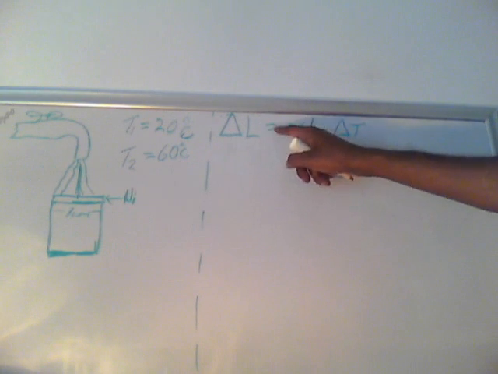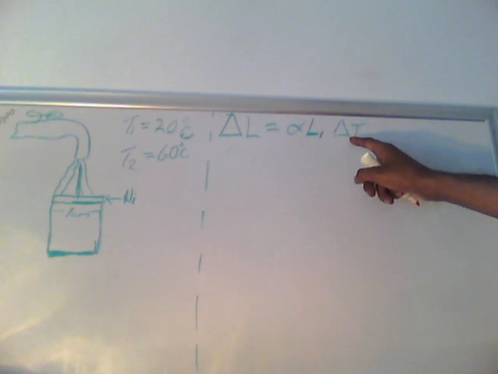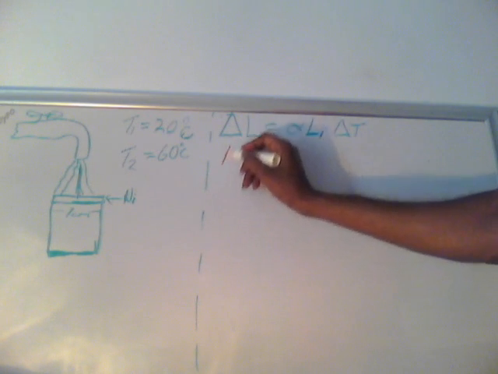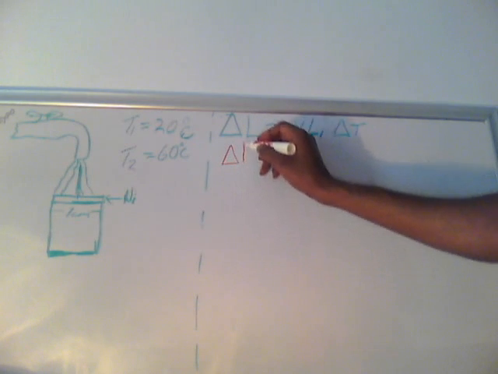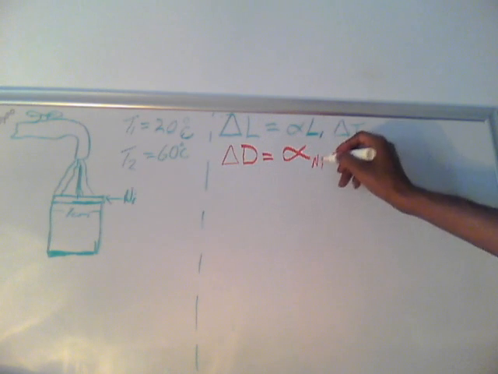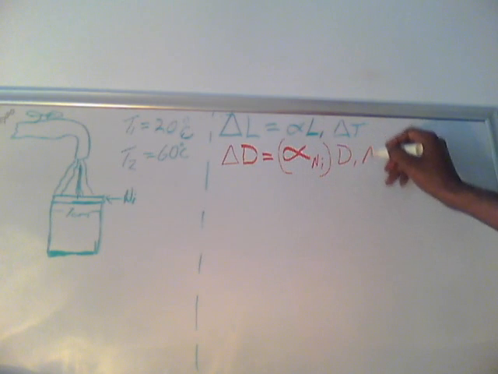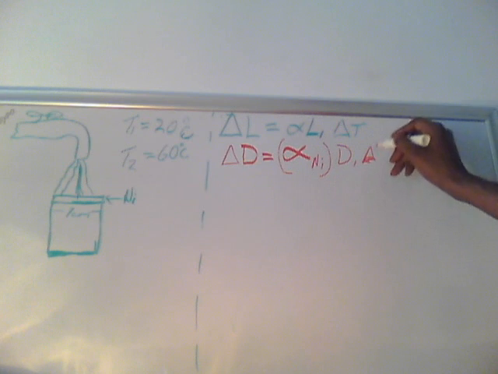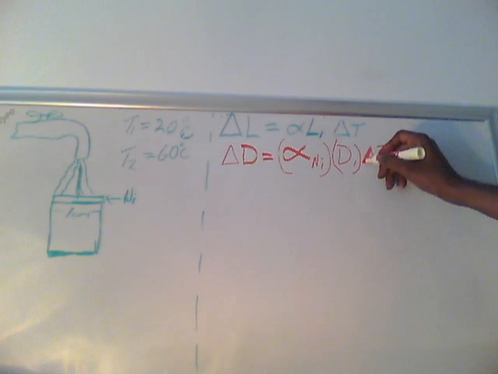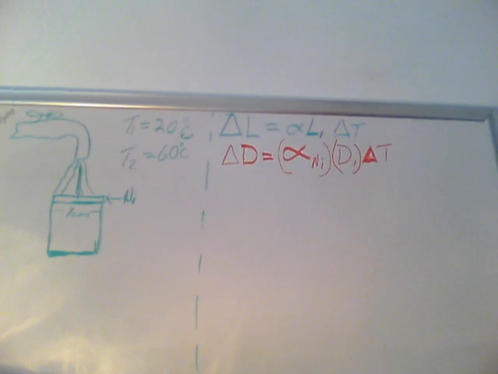It says change in length is equal to the coefficient of thermal expansion times the initial length times the change in temperature. To adjust this for our purposes, instead of change in length, we can say change in diameter is equal to the coefficient of thermal expansion for nickel times the original diameter times the change in temperature. It's just rewriting this equation for the information that we're given.